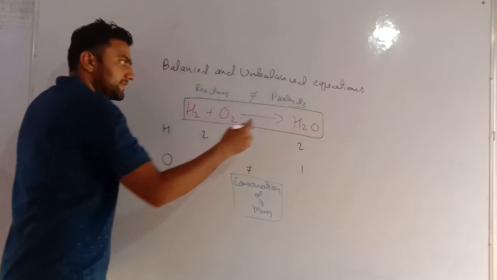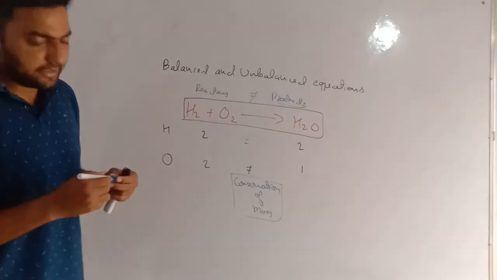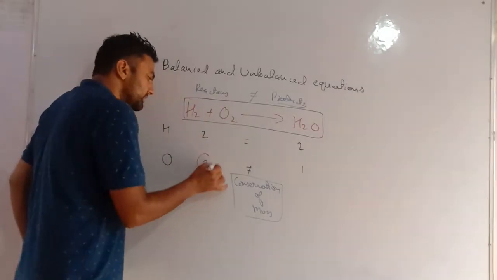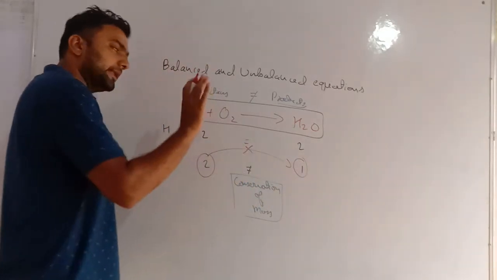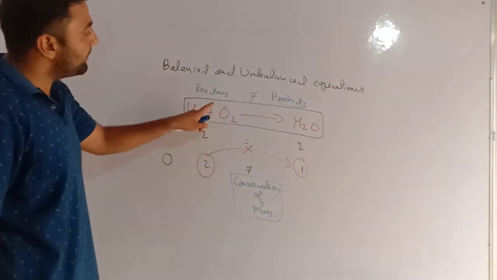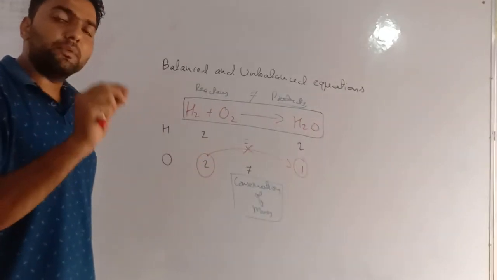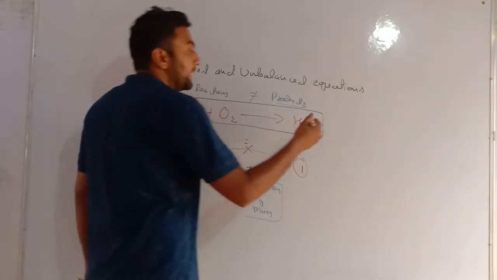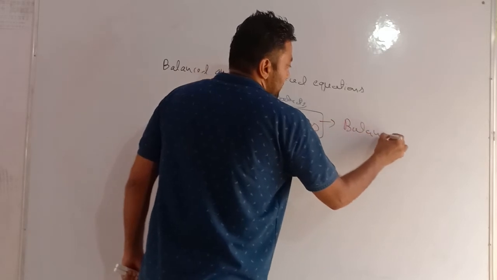Does it mean the mass has vanished somewhere? No, it has not vanished. Has one atom of oxygen vanished? No, it is still there. But this chemical equation is unbalanced, meaning it is not giving me the full information of mass. So now I need to balance it. If there is any unbalanced chemical reaction, we need to balance it.